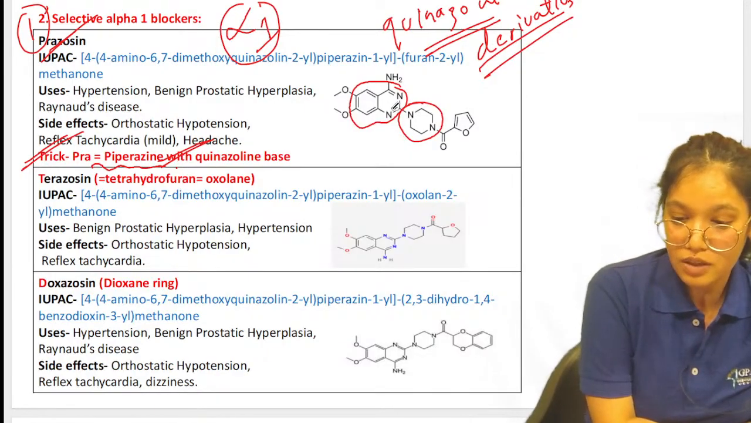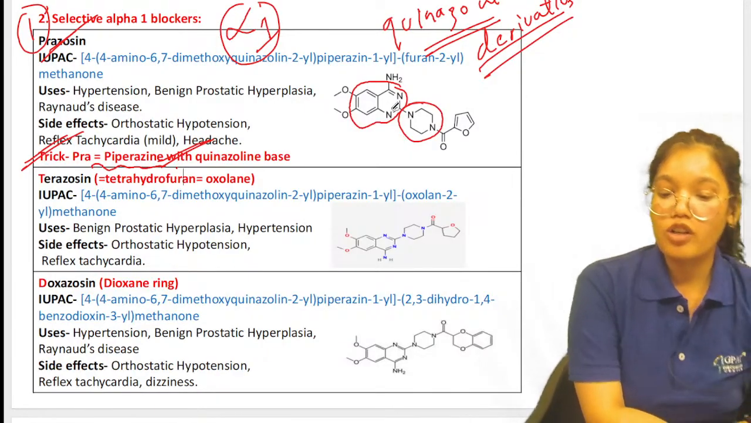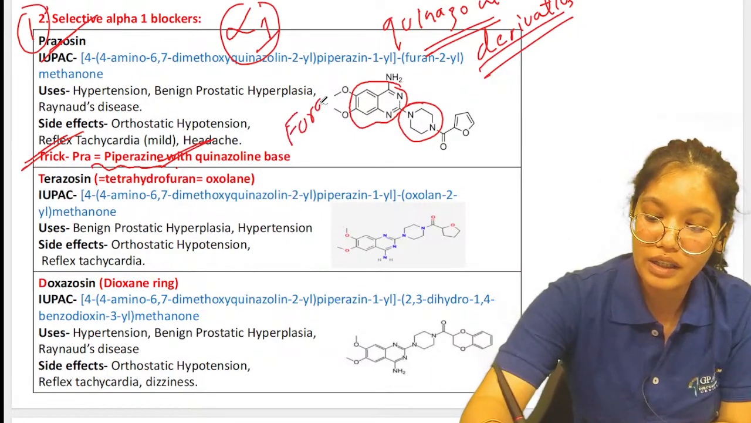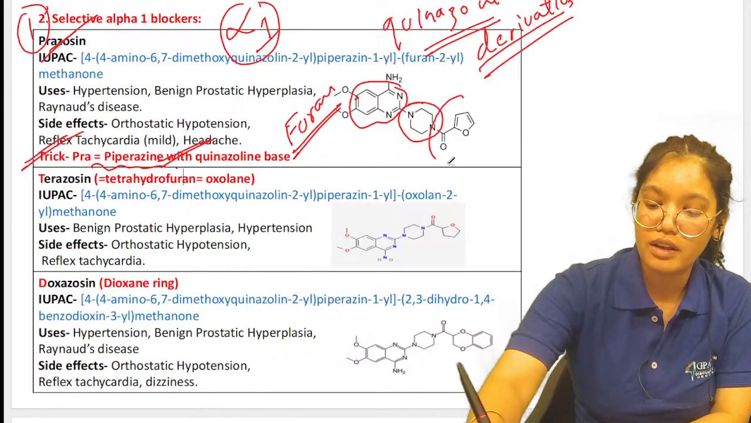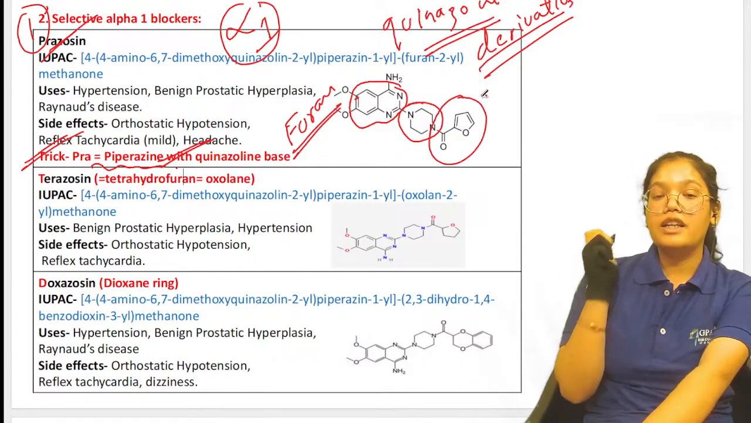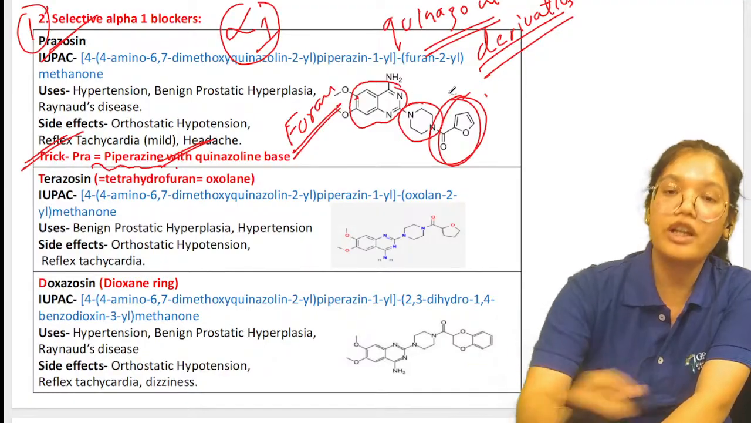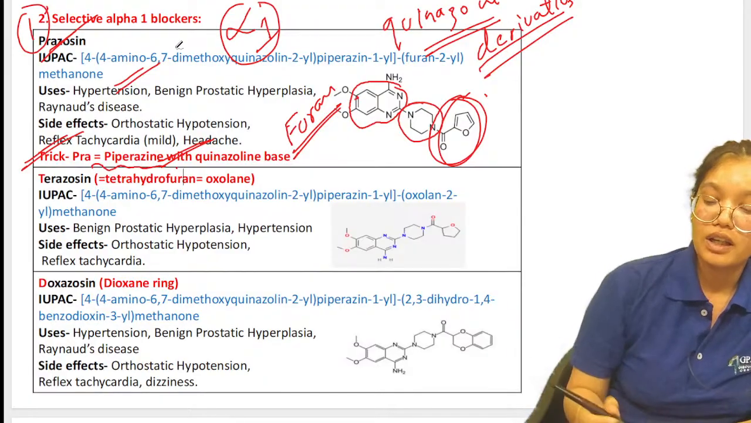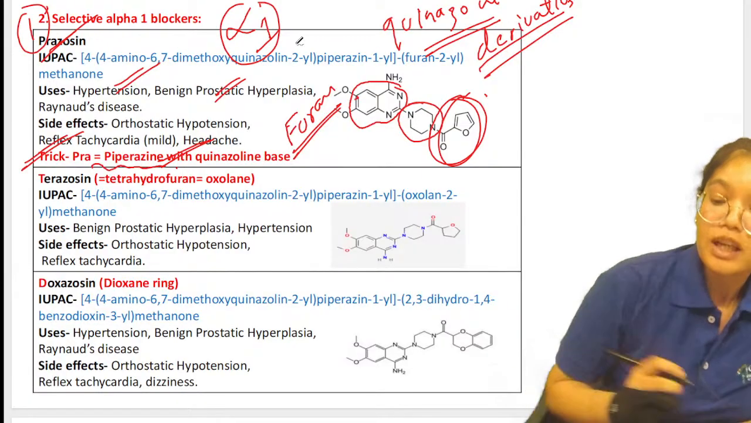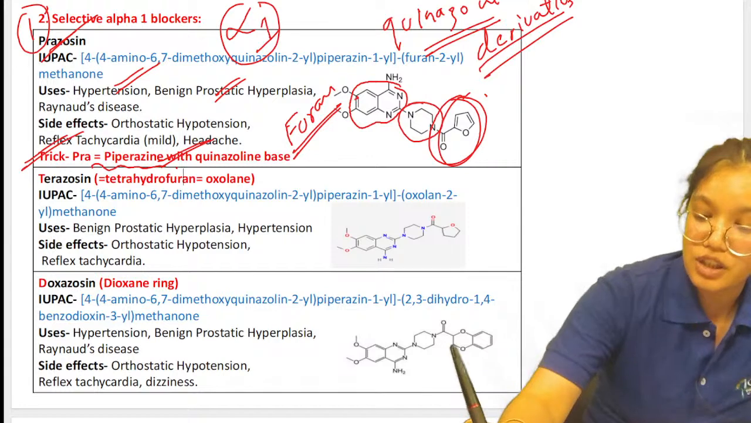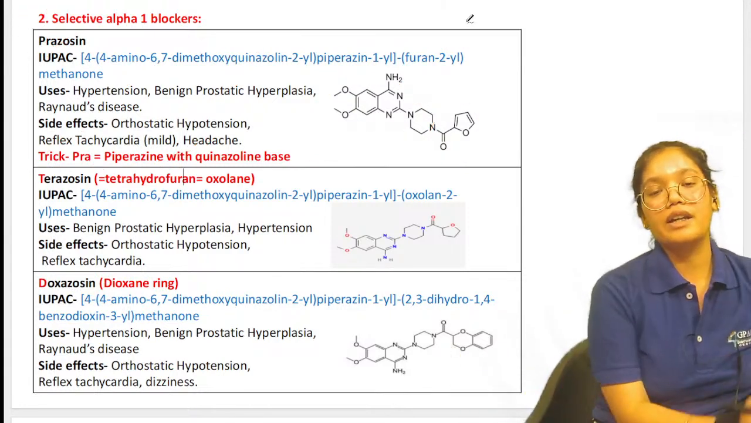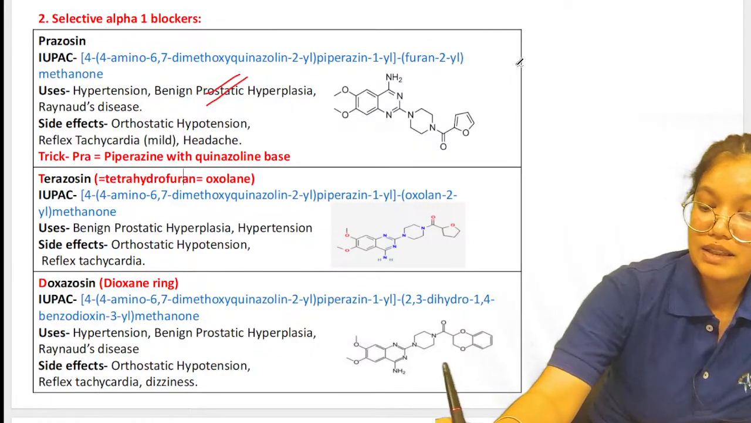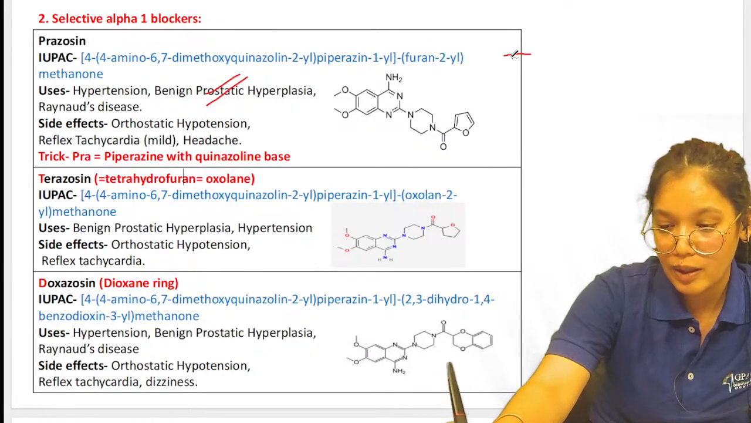So this here is the structure of prazosin, and prazosin contains a furan ring in its side chain. Remember this, prazosin. Its uses are in hypertension, then in benign prostatic hyperplasia. Now what is this benign prostatic hyperplasia? This is a condition usually seen in men.